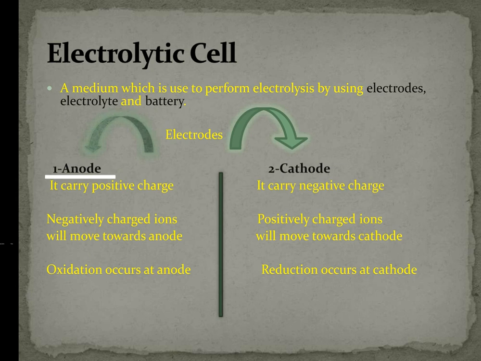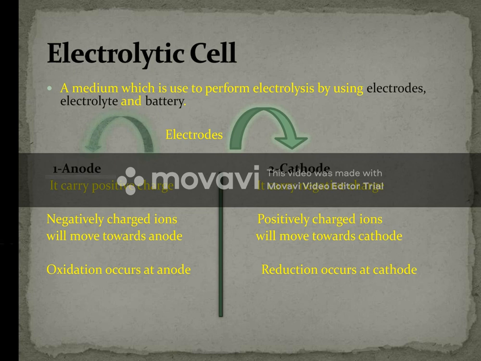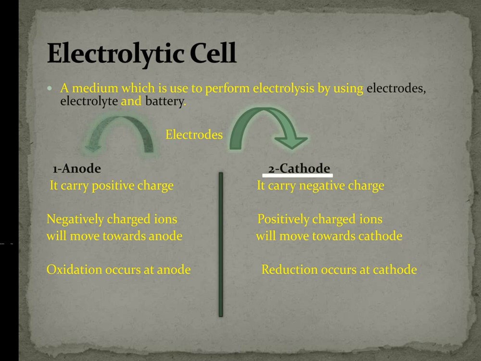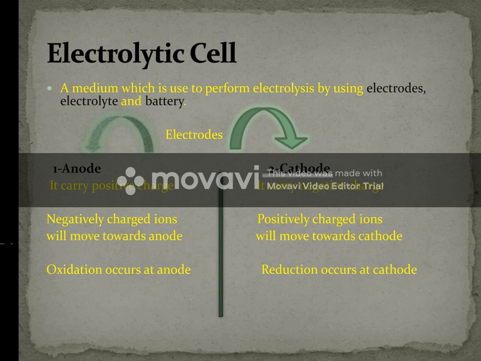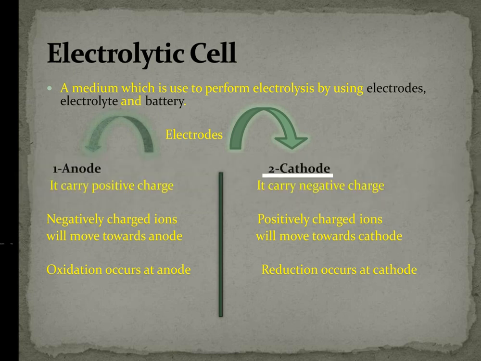Right, class? Let's move towards the discussion of the cathode. It is totally opposite to the anode. Cathode carries negative charge. Reduction takes place at the cathode. Now a new term is being introduced here. What is the meaning of the term reduction? Reduction means gain of electrons. So electrons are gained at the cathode and positively charged ions will move towards the cathode. Why? Because the cathode carries negative charge.